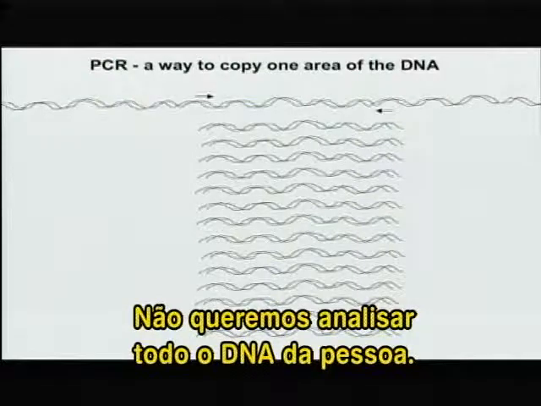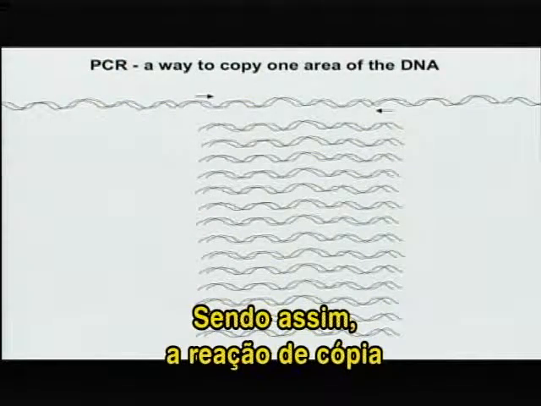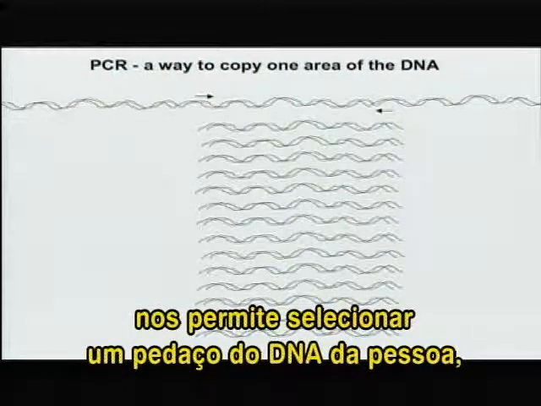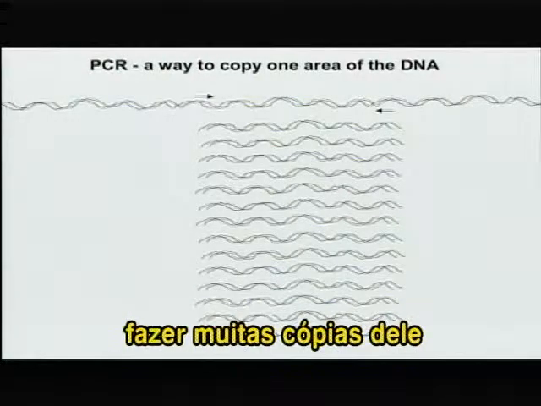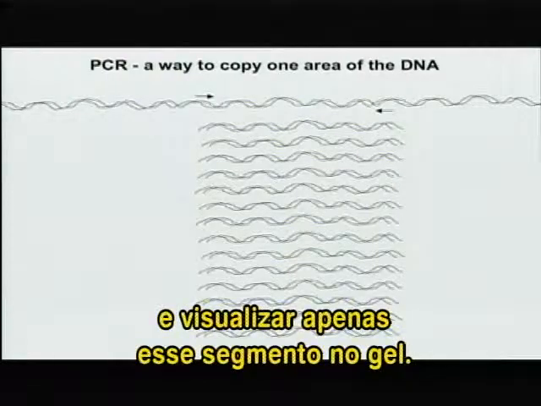The second reason is that we only want to look at one segment of the DNA. We don't want to look at all the DNA from the person. Therefore, the copying reaction allows us to just select one piece of the DNA from that person, make many copies of it, and then visualize just that segment on the gel.